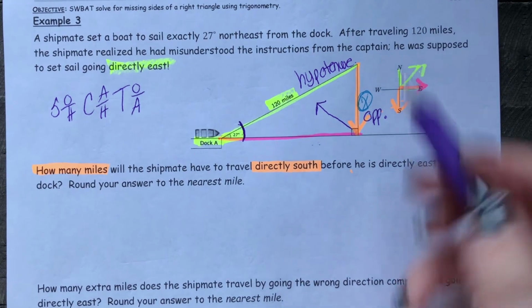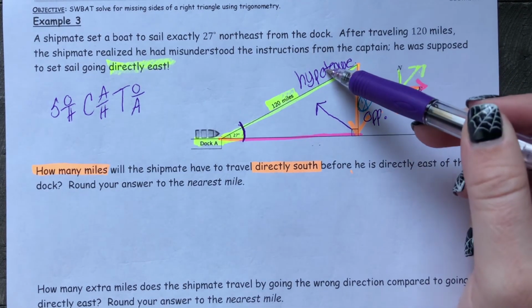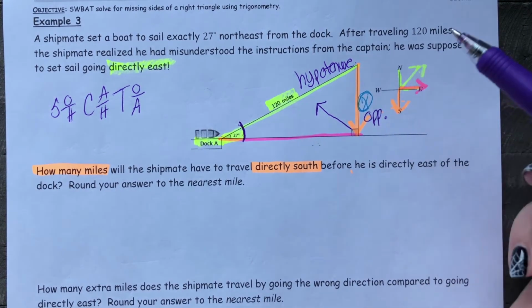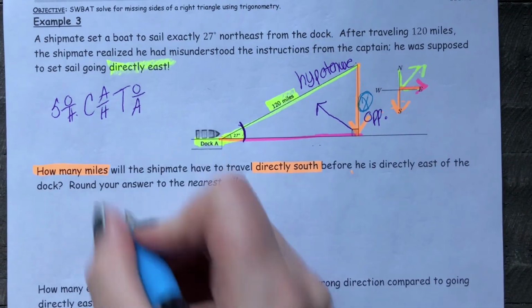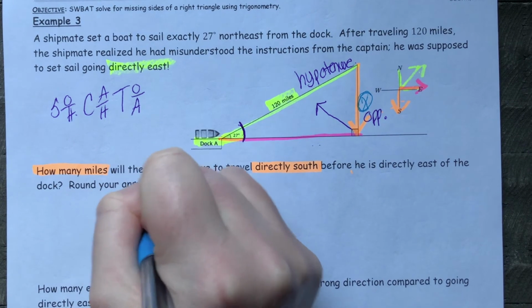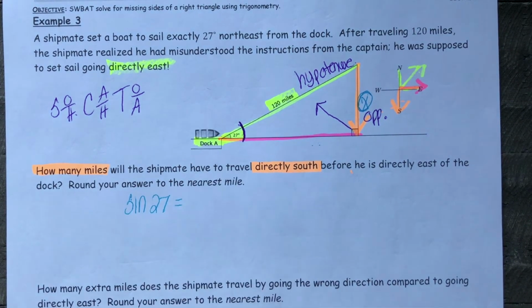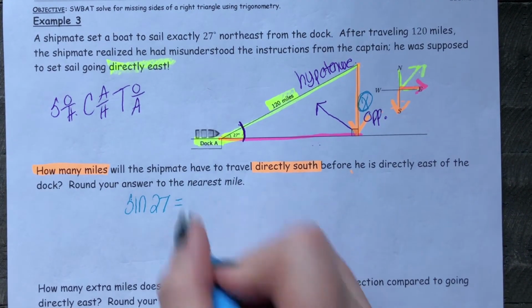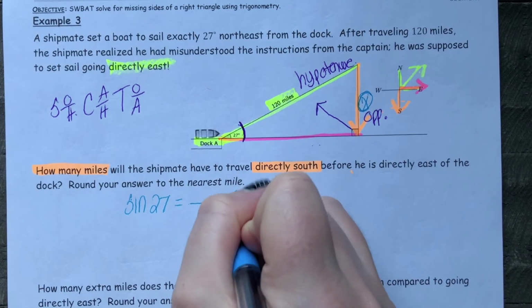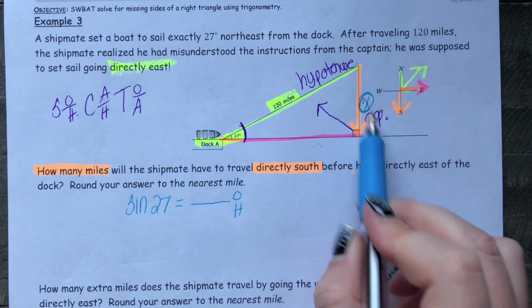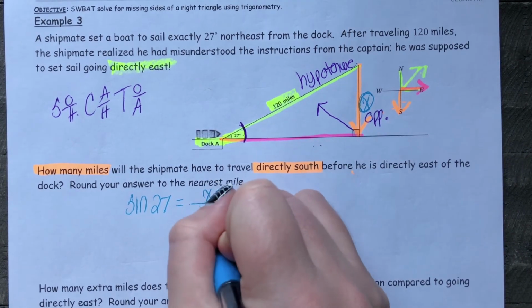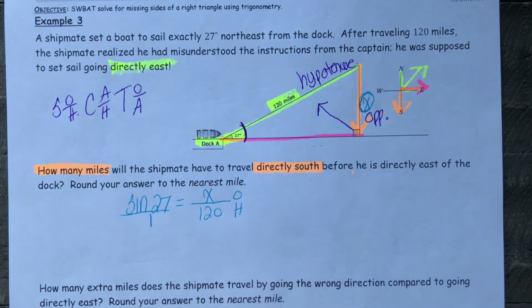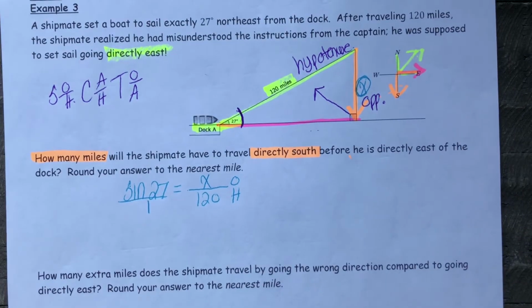If I'm using the opposite and the hypotenuse, what trig function is that going to be? Boom, boom, boom, whoop, sine. So I'm going to find sine of 27 degrees, because that's the angle I'm working with here. And I know that sine is opposite over hypotenuse. My opposite is x, the side I don't know. The hypotenuse is 120. It's across from my right angle. Here I go, setting up my proportion.